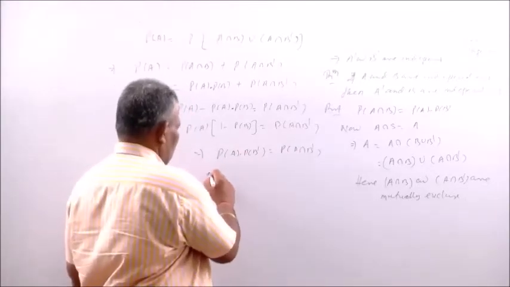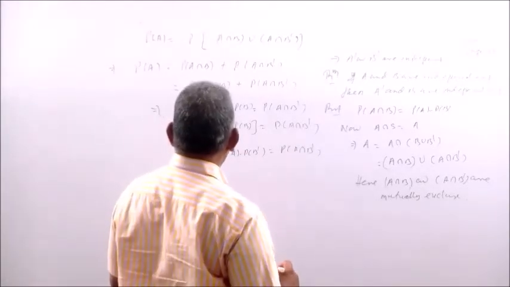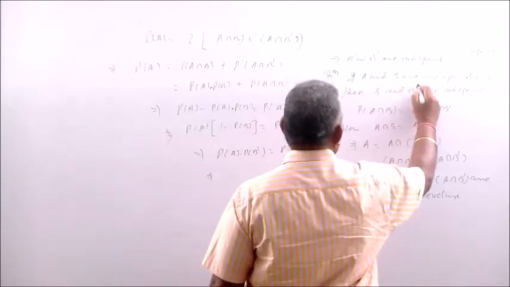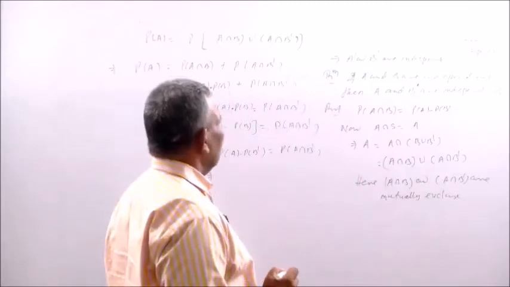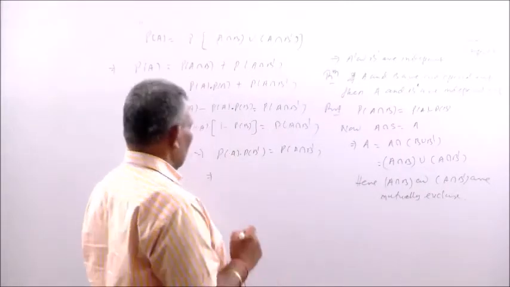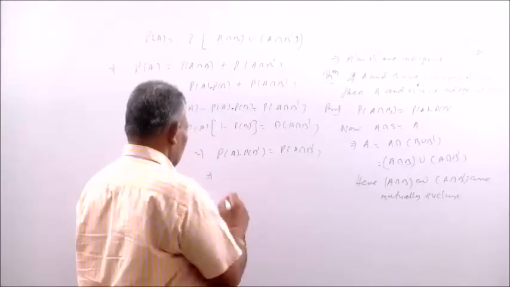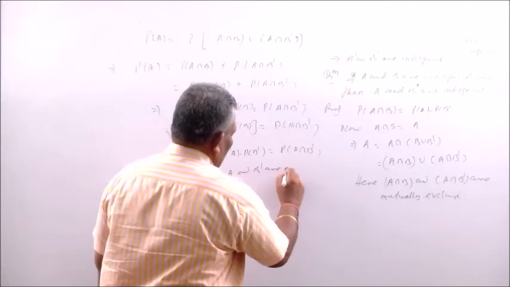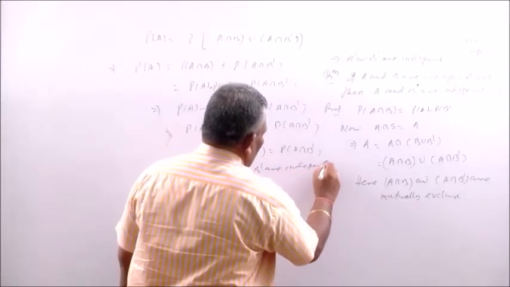That implies if A and B are independent, then we have shown that A and B dash are independent. So P(A) into P(B dash) equals P(A intersection B dash). That implies A and B dash are independent.